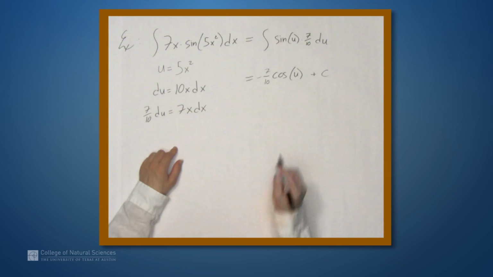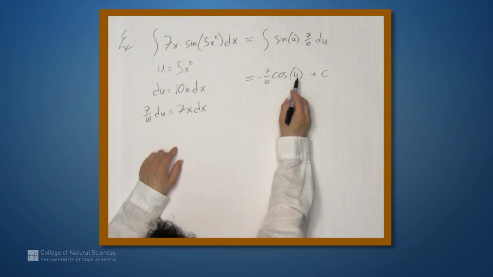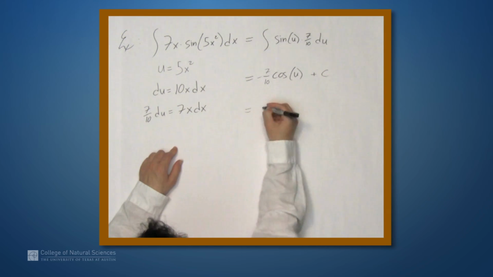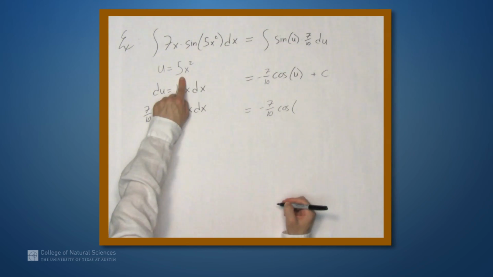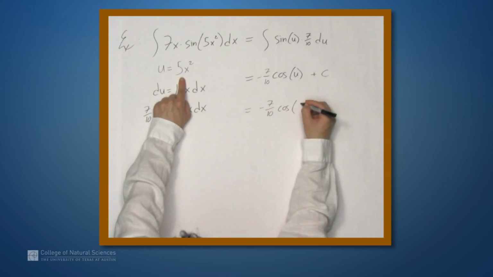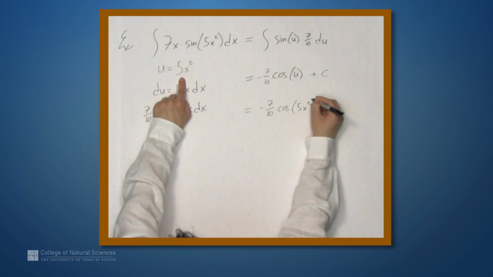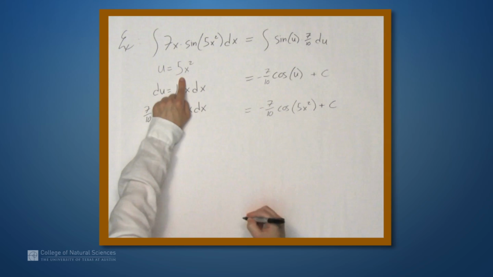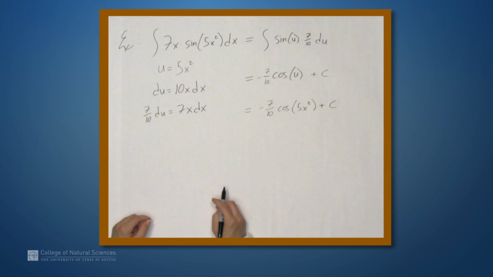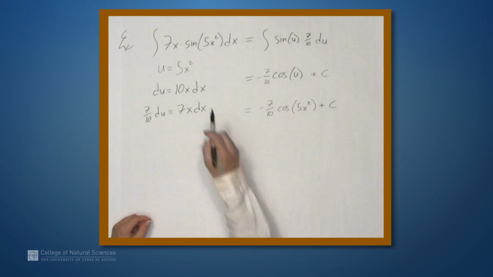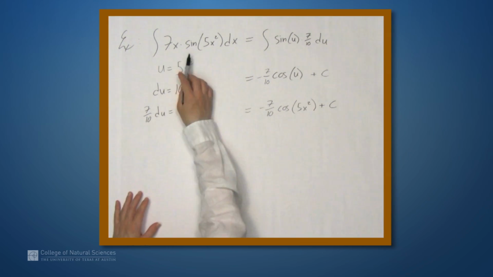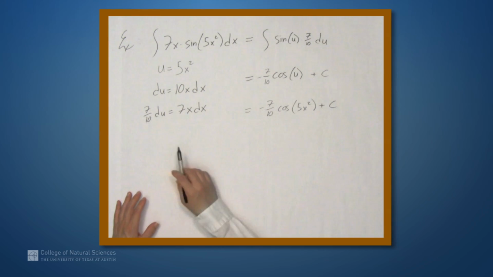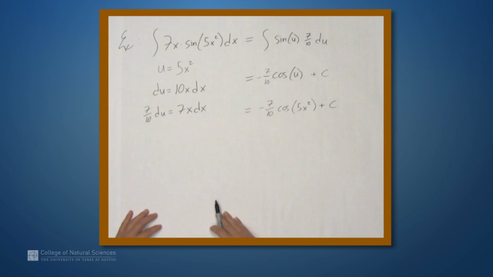We have one more step because we want our answer in terms of x, not u. So let's make this negative 7/10 cosine of whatever u is in terms of x, and it's 5x squared. So that's how we can use integration by substitution. You can think of it as almost the integration equivalent of the chain rule. Let's look at another example.